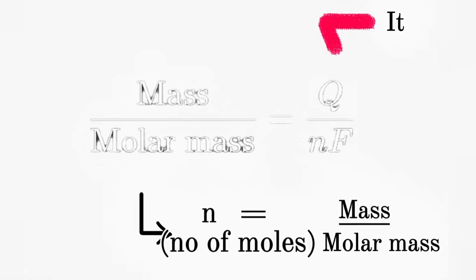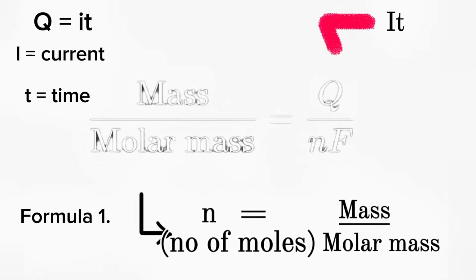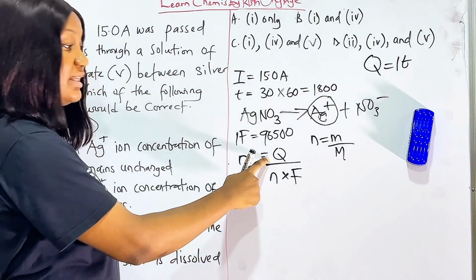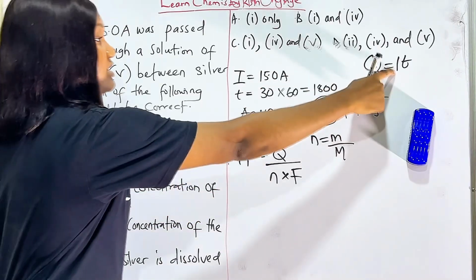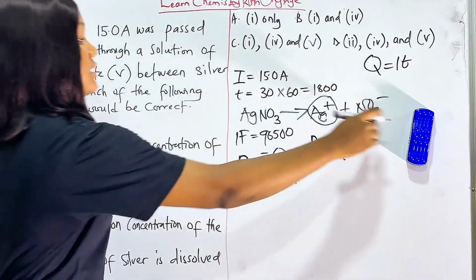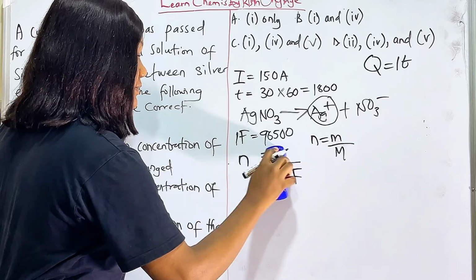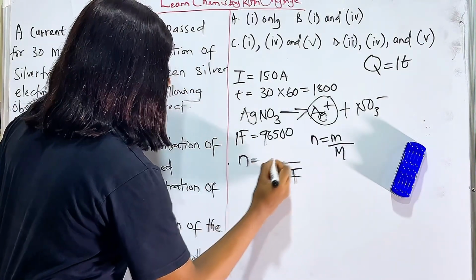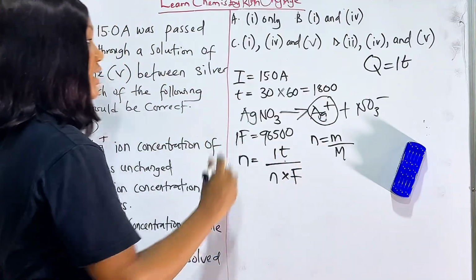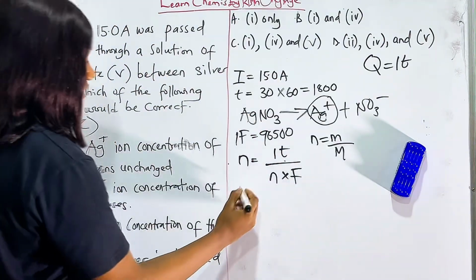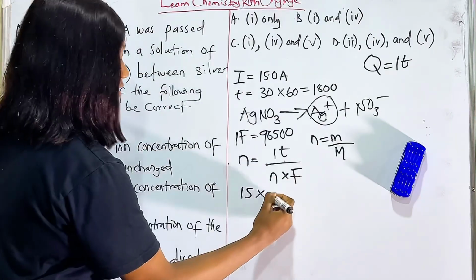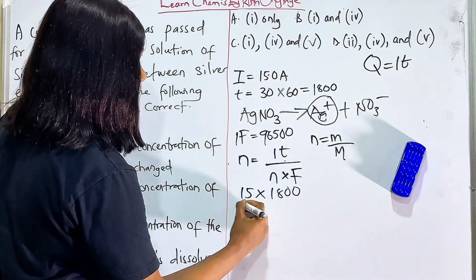So Q is equal to current times time. And then we have current here, we have time here. So I'm going to also clean Q here as well and replace it with IT, since we have IT. Now, what's I? I is 15 ampere. What's T? T is 1,800.